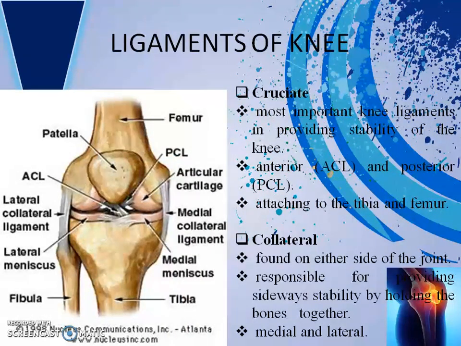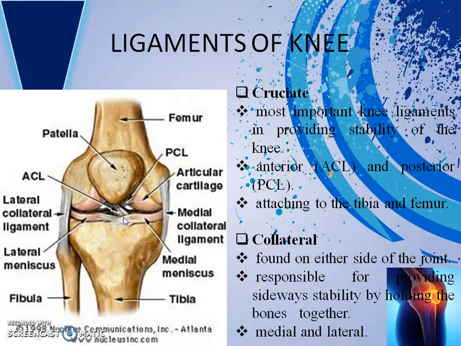The next one is the ligaments of the knee. As you can see, the knee has two ligament groups, the cruciate and the collateral ligaments. Okay, the cruciate is the most important ligament in providing stability of the knee. The cruciate is divided into two: the anterior cruciate ligament, ACL, and the posterior cruciate ligament, PCL. It attaches the tibia and femur. As you can see here, here's the ACL and here's the PCL.